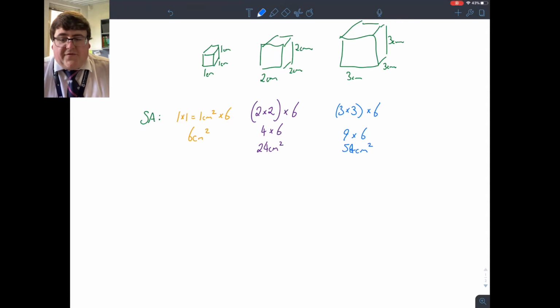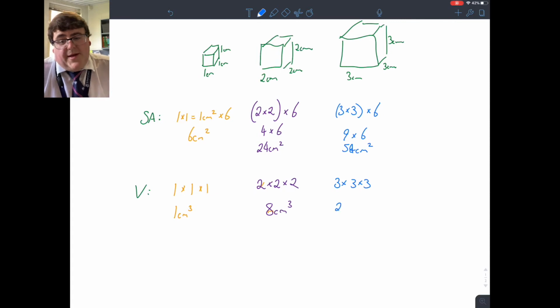Now to work out the surface area to volume ratio, we also need to work out the volume. So let's have a look at volume here. To work out volume, it's length times width times height. So again, we'll work out this for each of the cubes. The first cube, 1 by 1 by 1, our volume is 1 centimetre cubed. Now looking at the 2 centimetre cube, it's 2 by 2 by 2, which is going to end up to be 8 centimetres cubed. Finally, we're looking at our 3 centimetre cube, which is 3 by 3 by 3, which is going to end up being 27 centimetres cubed.